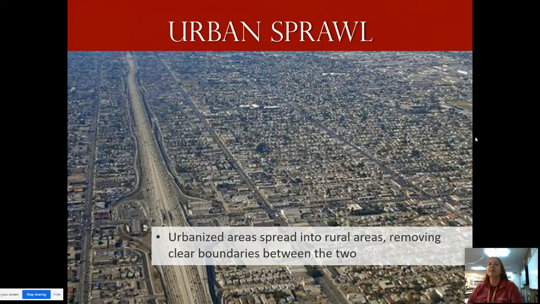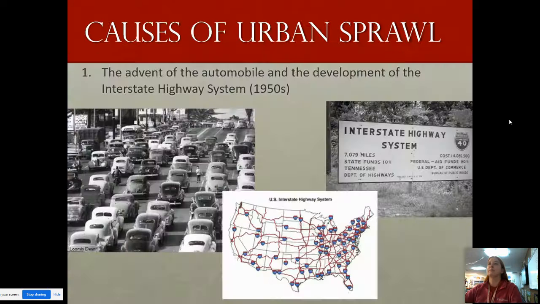Urban sprawl. So we have urbanized areas that spread out into the rural areas, removing a clear boundary between the two. So where does the city end? Where do the suburbs begin? So, causes of urban sprawl. The main thing is we made cars and the interstate highway system, so you could go places easier.